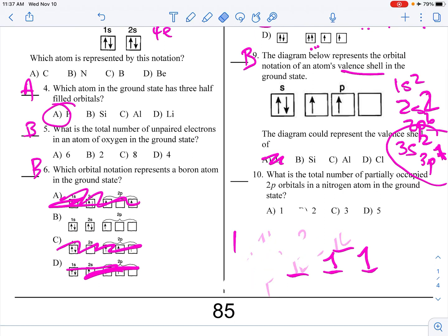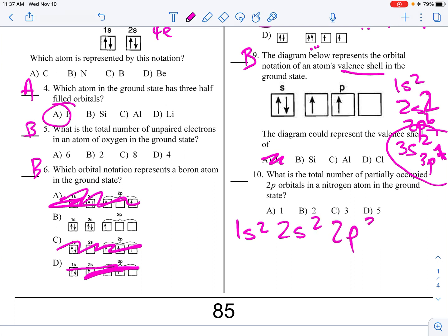Finally, the last one, let me erase this. What is the total number of partially occupied 2p orbitals in a nitrogen atom in the ground state? So nitrogen, 1s2, 2s2, 2p3. So if I'm drawing this, the 2p, 1, 2, 3. What is the total number of partially occupied? They're all partially occupied, so choice C.